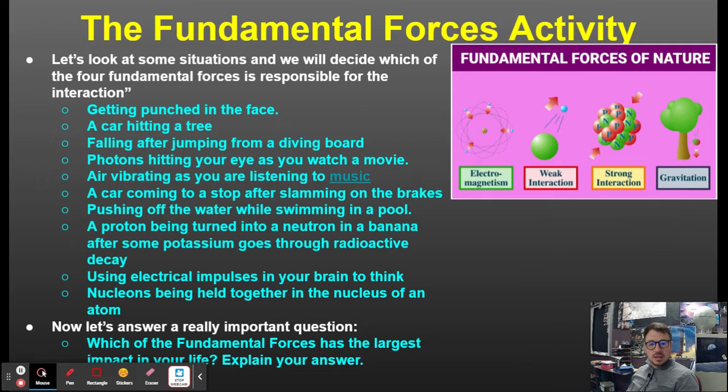Now, gravity, yes, it is important, but all that really does is hold us down to Earth. The strong force holds the nucleus of atoms together. Yes, it's important, but we really don't feel it on the macro scale because it doesn't get outside of the nucleus. Same thing with the weak interaction. Yes, it's important for radioactive decay, but we don't really experience it because it doesn't really leave the atom.